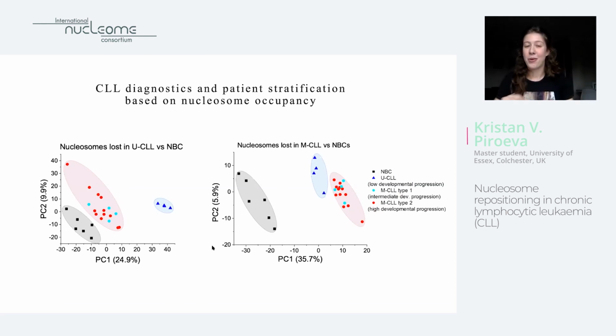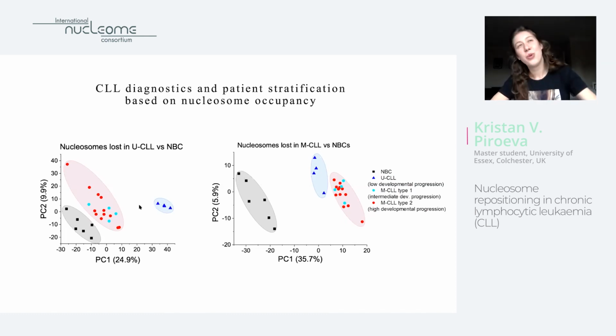And we performed a principal component analysis as well. And we not only can see that CLL patients are distinguished from non-malignant B cells, but we can also see that MCLL patients are clearly distinguished from UCLL. So therefore, we suggest that nucleosome occupancy at specific regions can serve as a novel biomarker for CLL patient stratification.